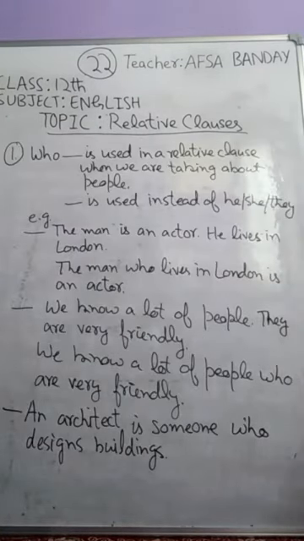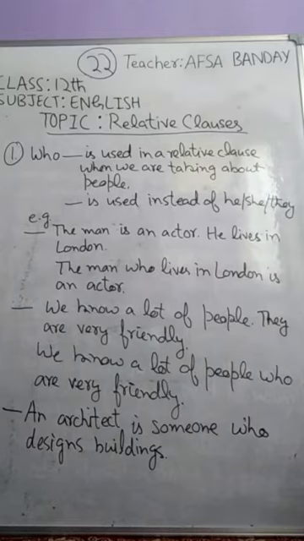Now let us come to uses of various pronouns, how they are used. First, start with who. Who is used in a relative clause when we are talking about people. It's used instead of he, she, and they. That means it replaces he, she, and they. For example, we say the man is an actor, he lives in London. And when we join the two sentences by introducing a relative clause, we say the man, because first we mention him, and immediately after that we start the relative clause. So it will be like this: the man who lives in London is an actor.